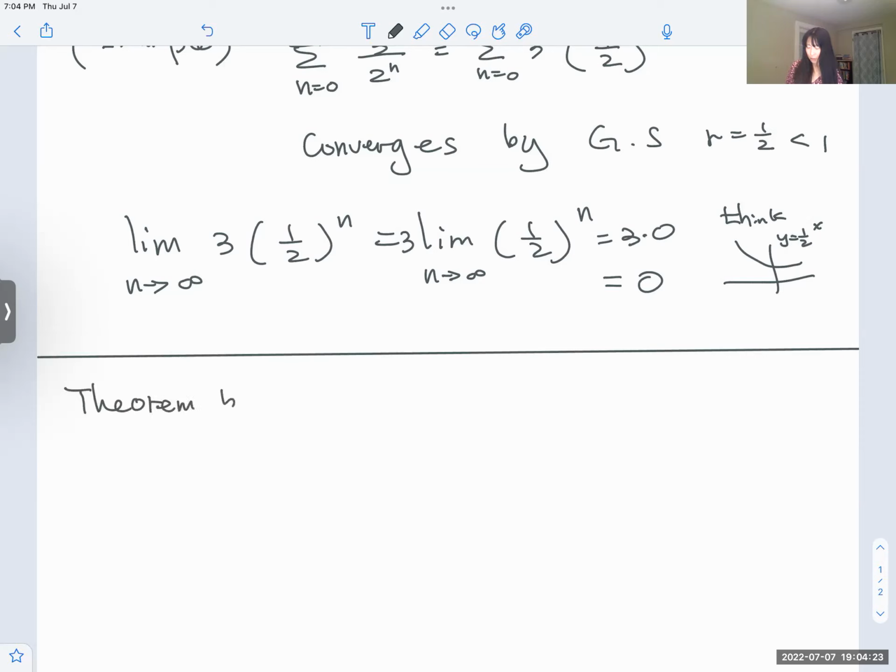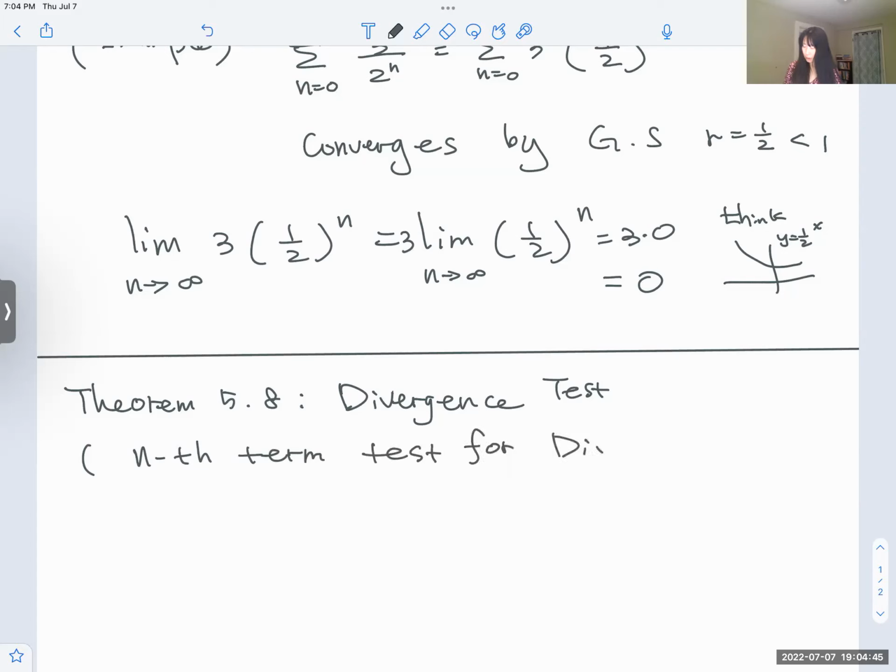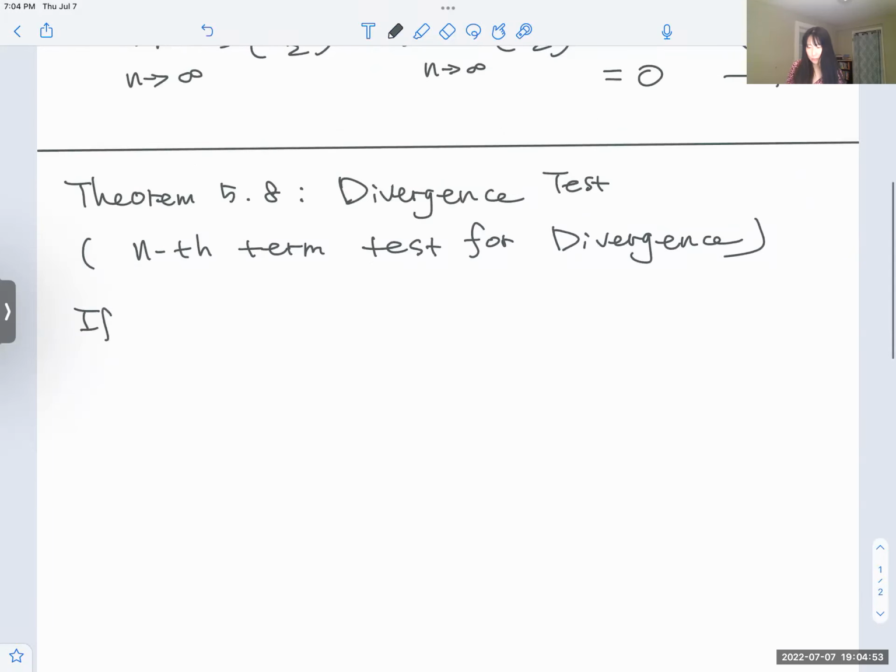So theorem 5.8, divergence test, also indicated as the nth term test for divergence. Okay, so let me write down: if the limit when n approaches positive infinity of a sub n is equal to any number, which is not equal to 0, okay? So the number is not equal to 0.